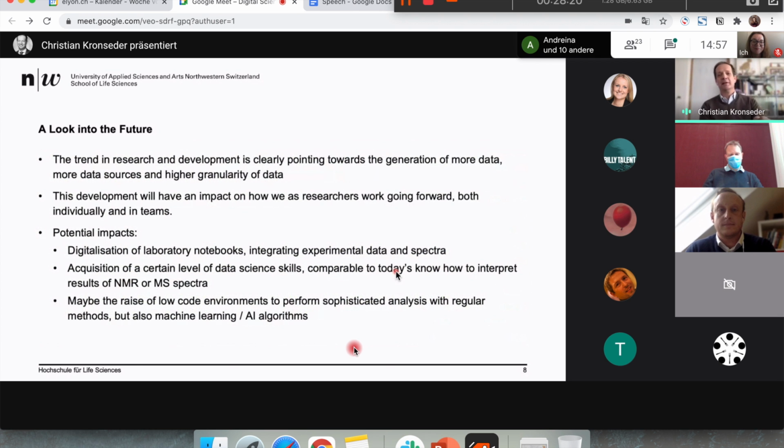So we will clearly see there is more data coming our way. There are more data sources, and there's a higher granularity of data because the technology enables us to look really down, literally on the atomic level of the things we're looking at. Now, this development will have, and there's no might, it will have an impact on how we researchers are working going forward, both individually, but also in teams. Individually, in a sense, how can I record it? How can I keep it? But also in teams, we will see that people from different backgrounds will more and more work together because the questions we're asking are requiring more and more different backgrounds.